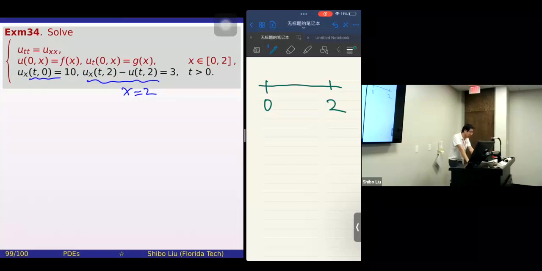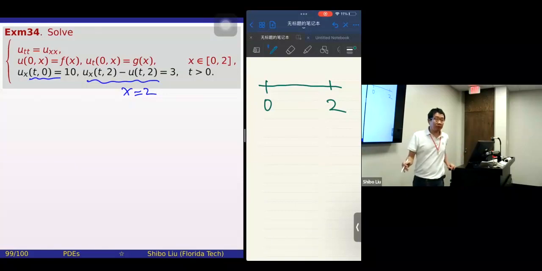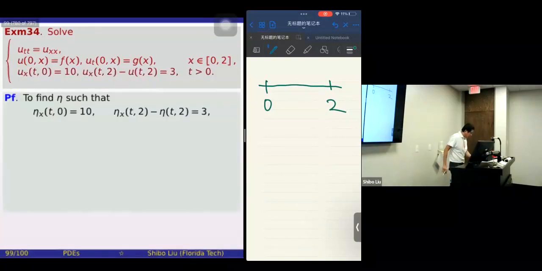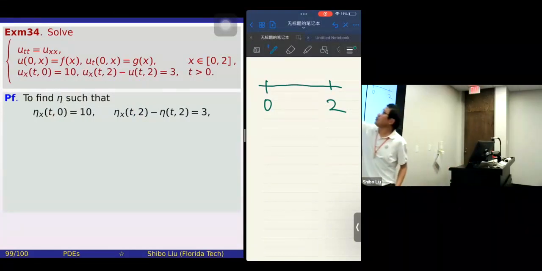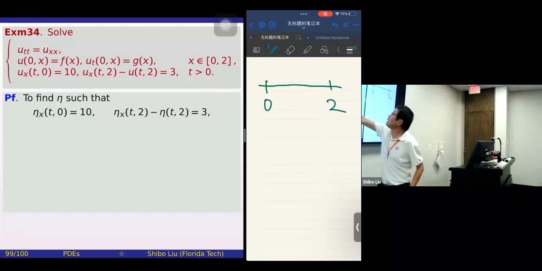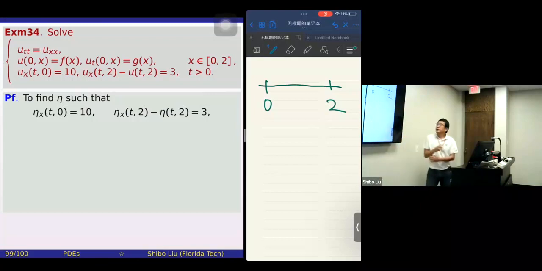Okay. So how to do this? How to construct your eta? The key point is that your eta should satisfy the same boundary condition. Therefore, you should construct an eta satisfying, where x equal to 0, the derivative with respect to x is the same. And when x equal to 2, eta_x plus eta at 2 equals the given value. You should try to find such an eta. How to find such an eta?